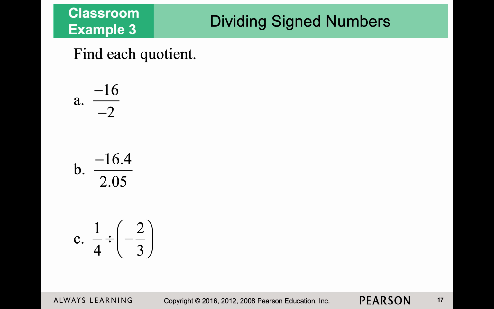These are some example problems you can practice. When I divide 2 negatives, I get a positive. 1 negative, 1 is odd, a negative. And then I have divided by negative 2/3. We're going to take that division, rewrite it as multiplication. So flip. When we flip, we don't change the sign. So now I have 1/4 times negative 3/2. My answer will be negative.